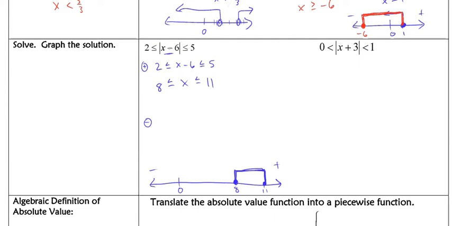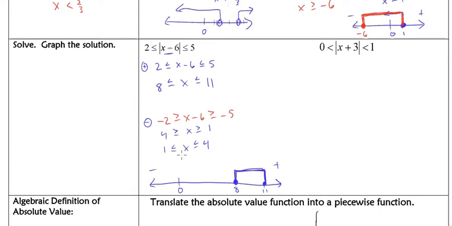If, however, that quantity is negative, then we're going to end up with negative 2 is greater than or equal to x minus 6, which is greater than or equal to negative 5. Here again, we would add 6 to all three parts, not just each side. 4 is greater than or equal to x, which is greater than or equal to 1. You might want to rewrite this with your lowest term first. So 1 is less than or equal to x, which is less than or equal to 4. That might be a little bit easier to graph.